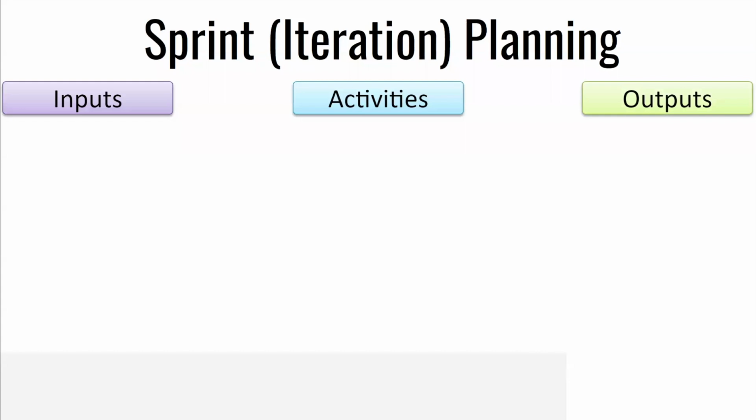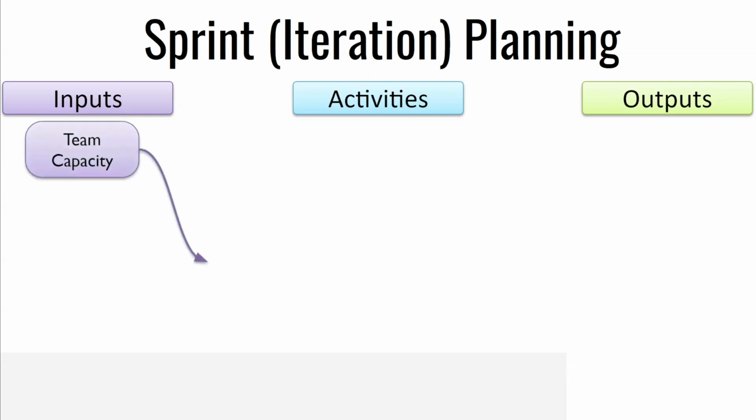We're going to talk about the inputs, the things that go into and you need to know before you get into sprint planning. We're going to talk about the activities that you do inside of sprint planning. You talk about the general outputs. Now, these aren't all the outputs. You may have a few more depending on your group, but at least you'll want these at a minimum.